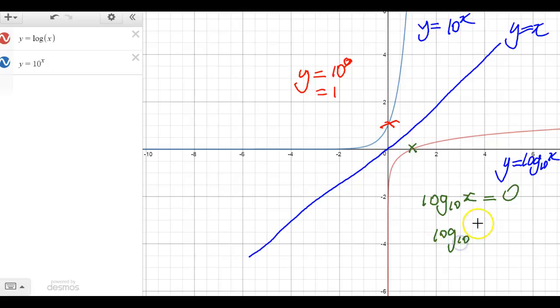So if we just look at that, so remembering base 10, power is 0, and that equals 1. So that's why I know that it's going to go through 1. So this point here is the point 1, 0. So all log graphs for base 10 will go through that point.